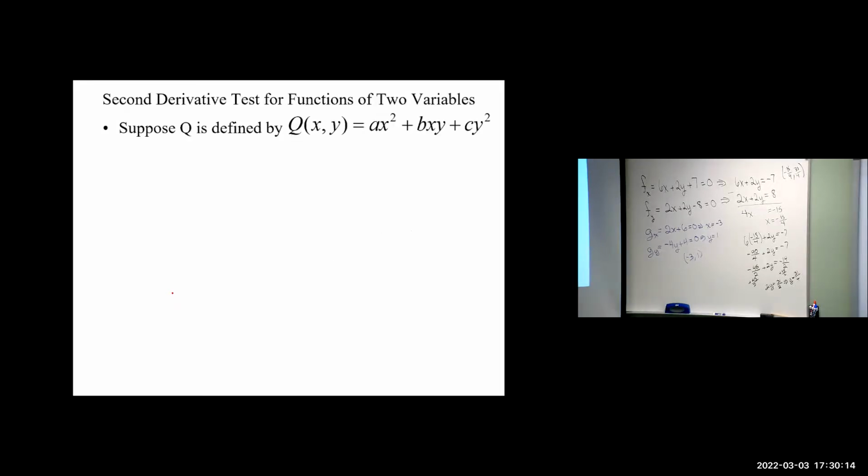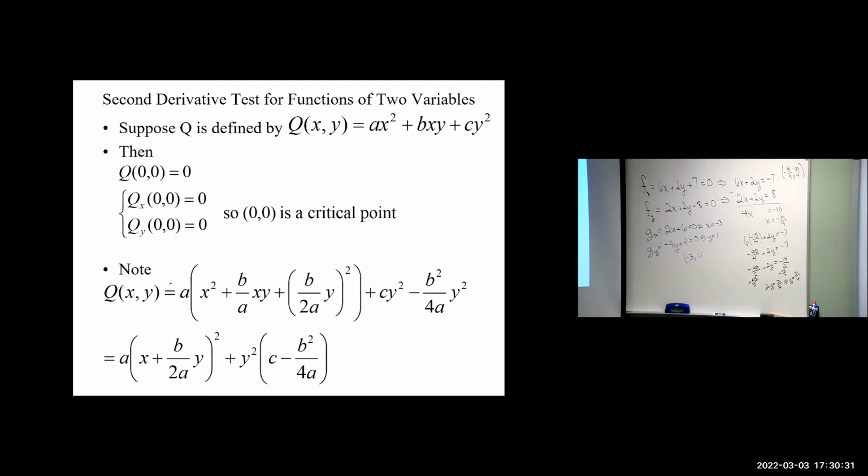All right, so a basic quadratic in two variables is given by ax squared plus bxy plus cy squared. We're just going to let (0, 0) be a critical point to simplify things and build this test. I want to talk a little bit about what I'm doing here.